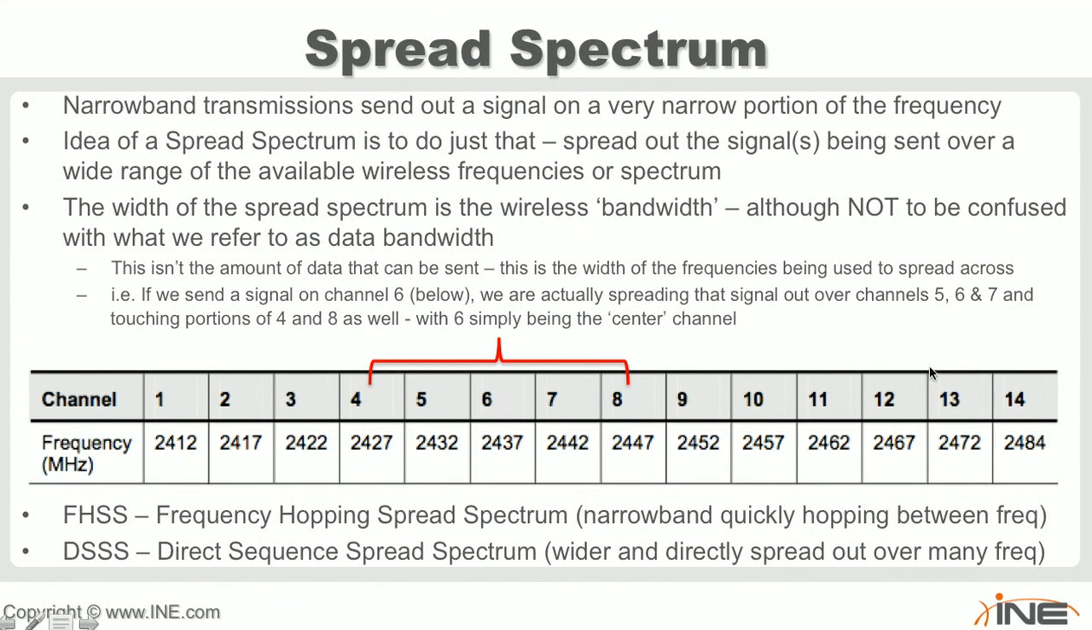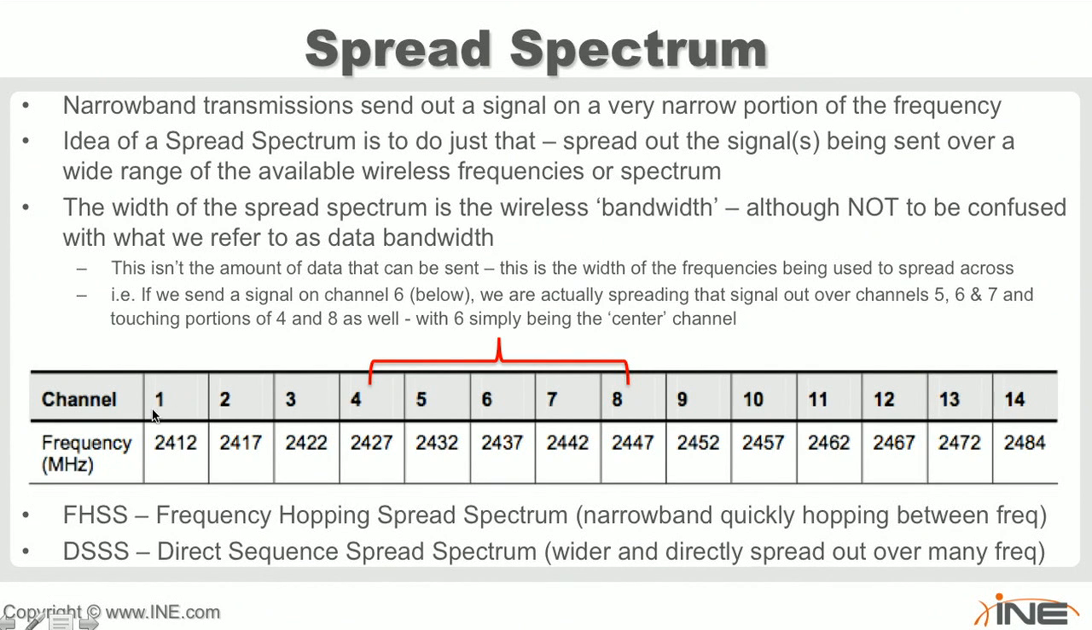If we take a look down here, I have an example where I've got the frequency in megahertz. So from the bottom, 2,412 megahertz, all the way on up to 2,484 megahertz. These comprise the 2.4 gigahertz range of frequencies. And not all frequencies are used in each country. What we do is we actually carve up what we call channels.